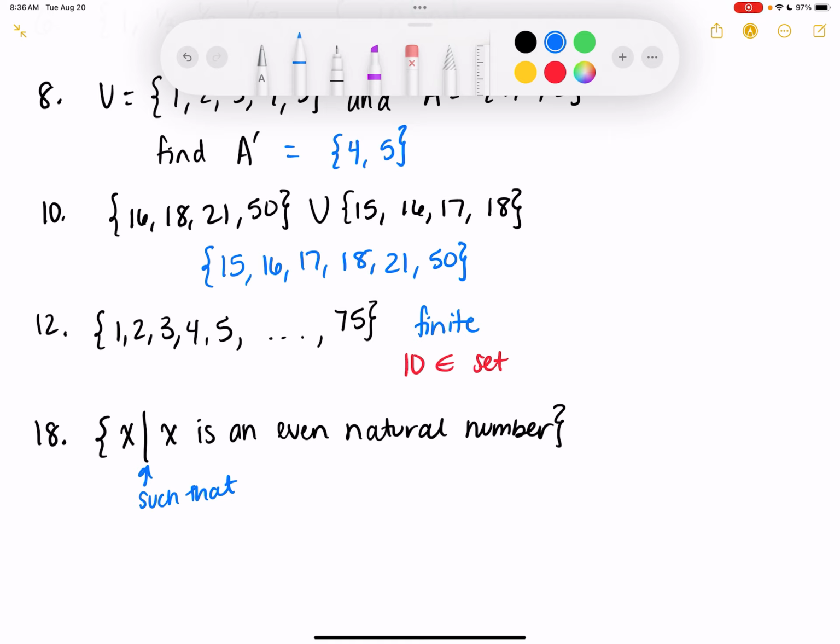So what is this, a finite or an infinite set? Infinite, because it keeps on going forever. There are unlimited amounts of them. So this is infinite. And would 10 be an element of this set? Yes. Now, if this instead said odd natural numbers, would 10 be in the set? No, because obviously 10 is an even number.